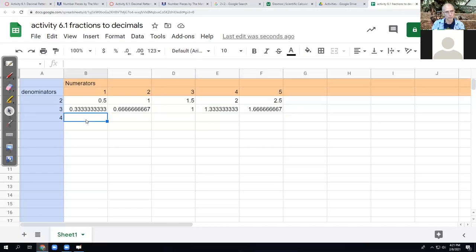So one more time, for this 4 right here equals, I want this numerator divided by that denominator. And then I have to realize when I try to fill this to the right, it's going to want to change the A to a B or a C or a D. So I put a $ in front of it. And then I can fill it right.